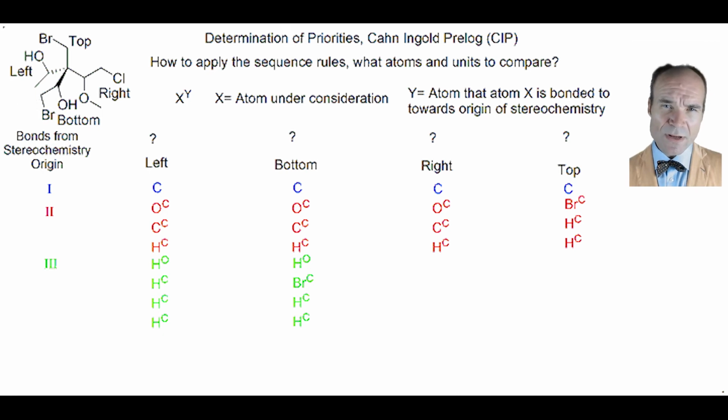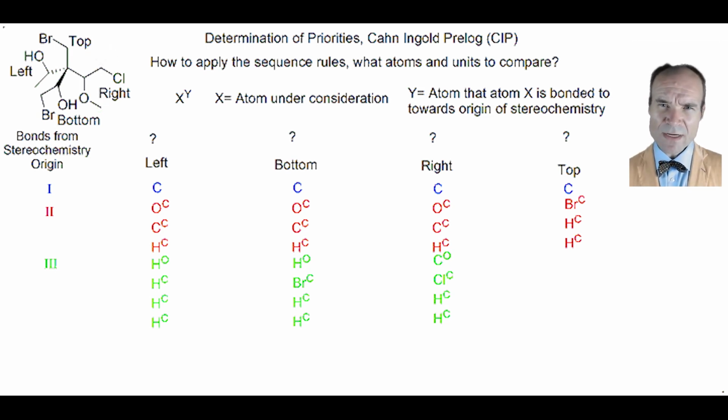The right group has one carbon, one chlorine, and two hydrogens. The carbon is attached towards the origin to an oxygen. This oxygen has a larger atomic number than the carbon that the chlorine and hydrogens are attached to towards the origin. Thus, the carbon is considered before the chlorine. That is viewed before the hydrogens, as chlorine has a larger atomic number than hydrogen.